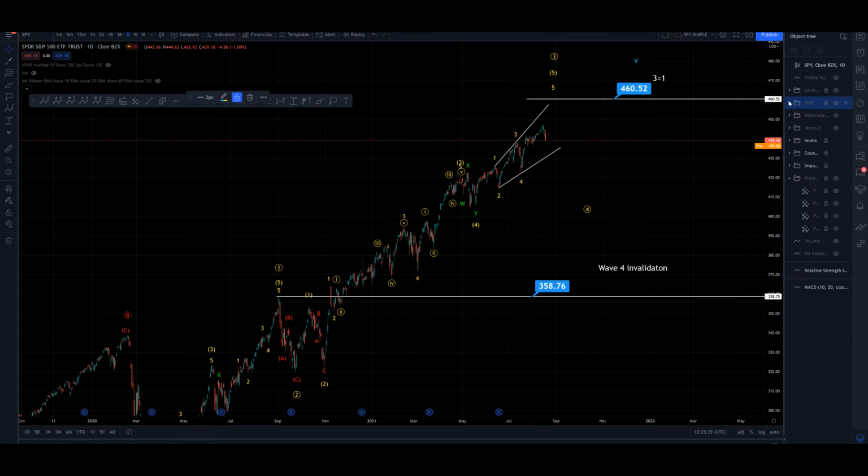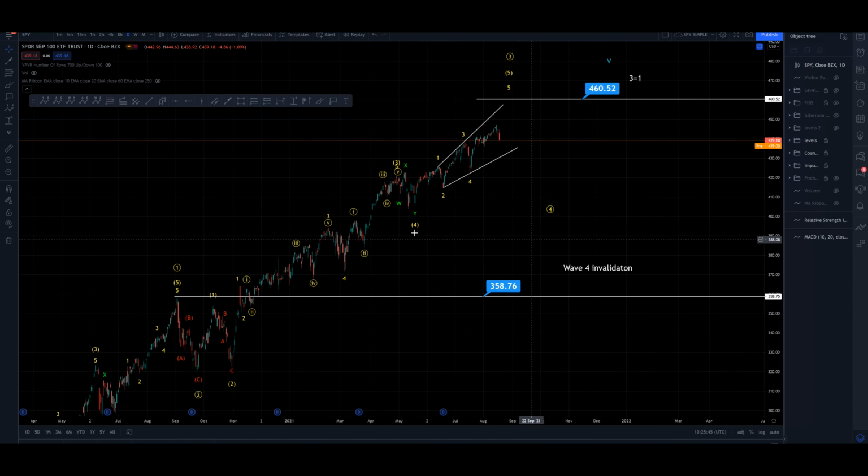So that's the fibs. Alternate count I looked at. That's the count. Okay, so let's just dig in now into what we think is happening.